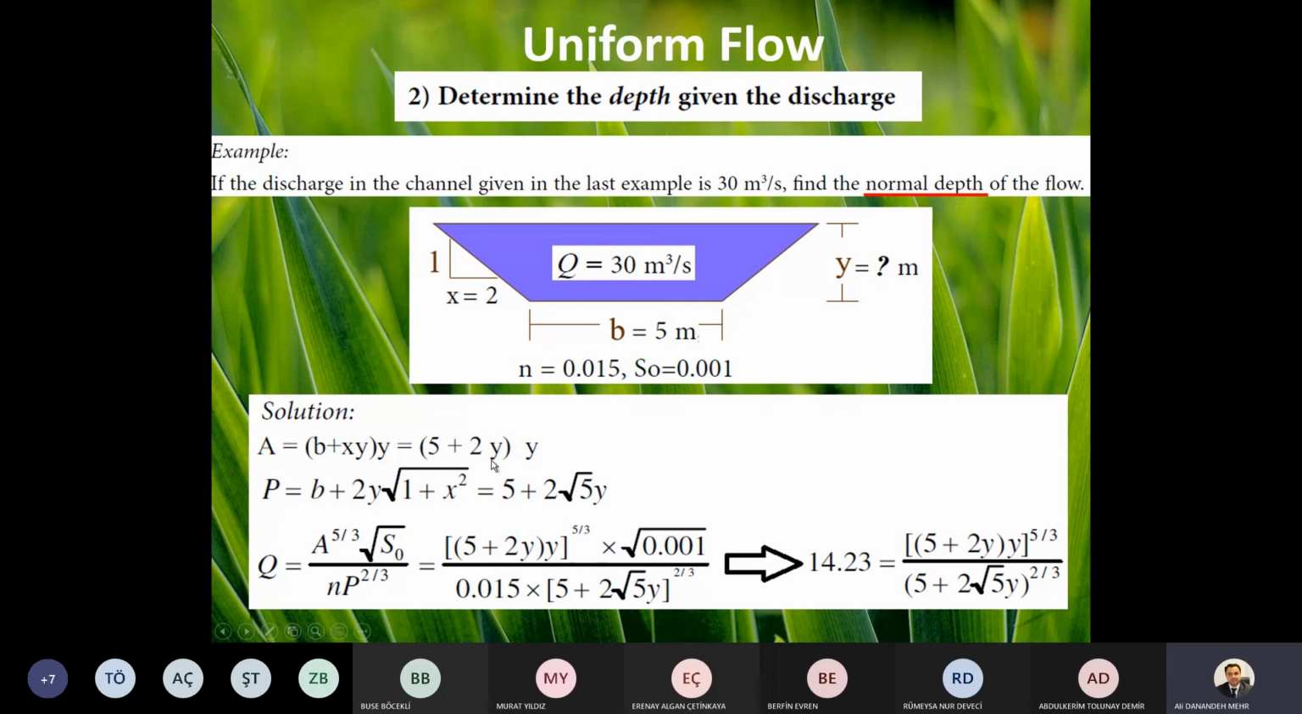Both are functions of y, but I don't know y. Therefore, A is unknown and P is unknown. But I don't need their exact values at the beginning. I only need the hydraulic radius, in which I divide A over P. The discharge formula is this, the version of Manning roughness, and instead of R, I can write A over P.